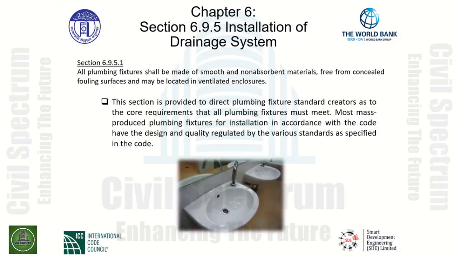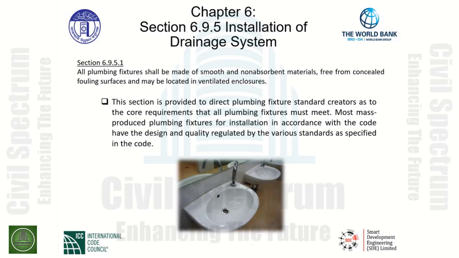Section 6.9.5, Installation of Drainage System. A general requirement given to us in Section 6.9.5.1 indicates that all plumbing fixtures shall be made of smooth and non-absorbent materials, free from concealed fouling surfaces, and may be located in ventilated enclosures.